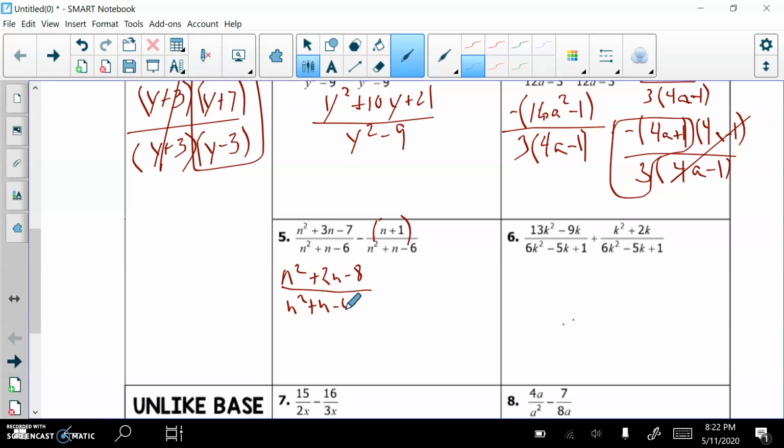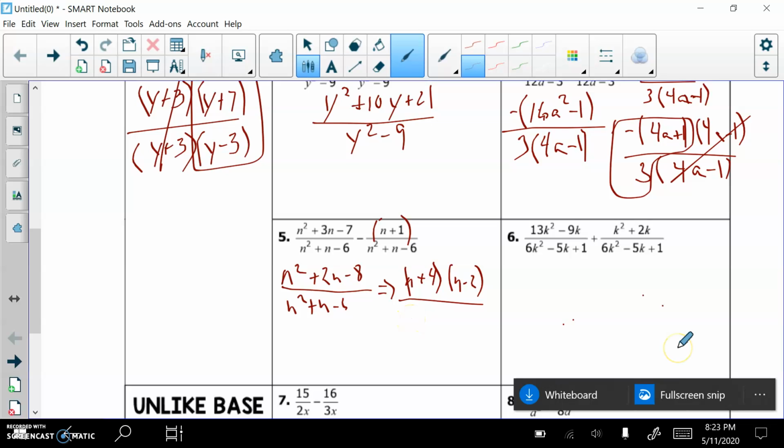These both factor. The numerator factors into n plus 4, n minus 2, over, that one factors into n plus 3, n minus 2, cancel, our answer. I'm going to write it off to the side. n plus 4 over n plus 3.